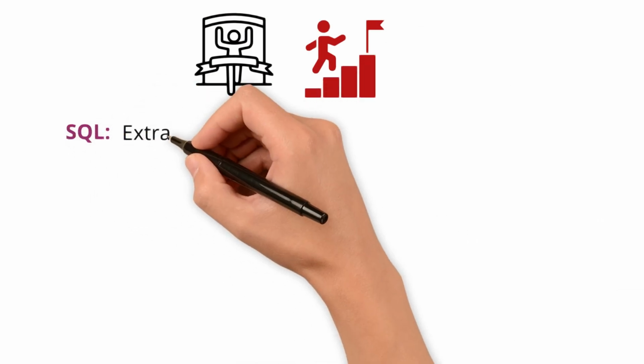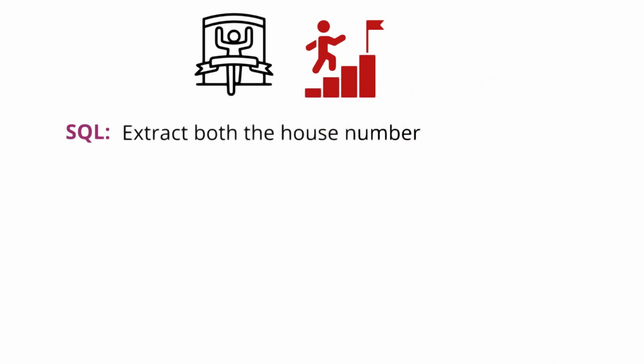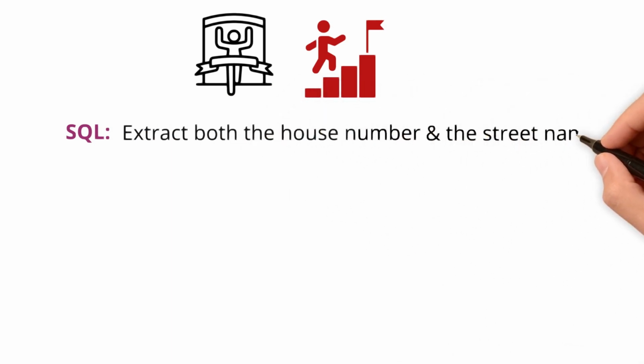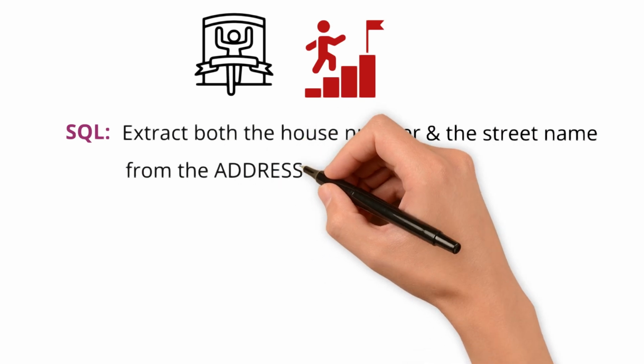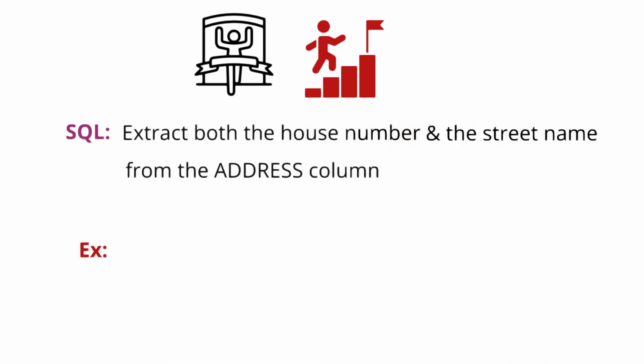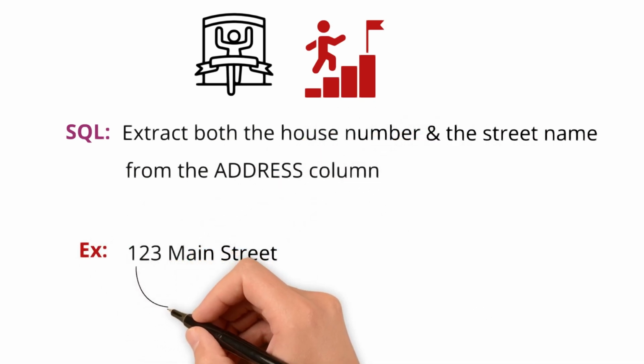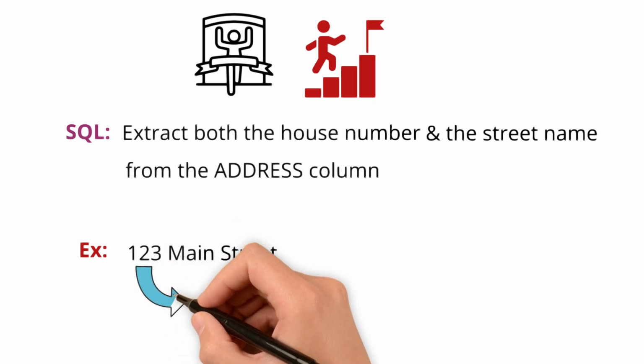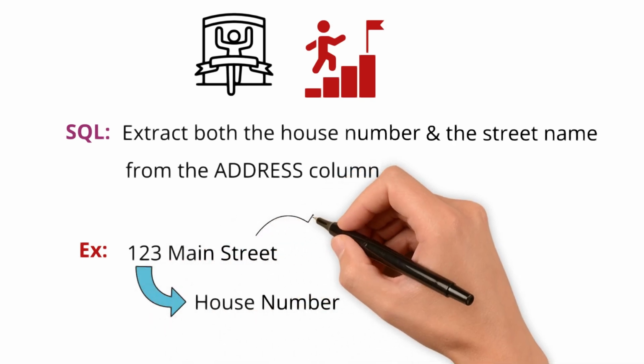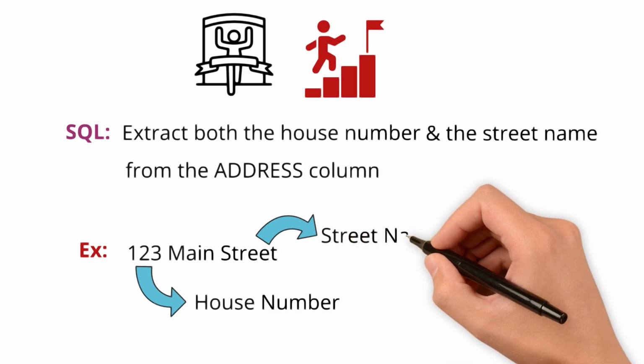Write a query to extract both the house number and the street name from the address column. For example, if the address is 123 Main Street, the result should be 123 for the house number and Main Street for the street name.